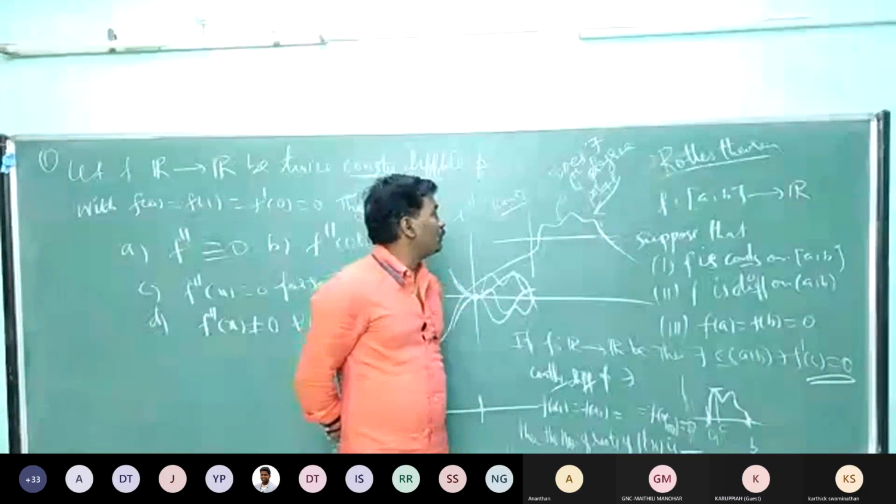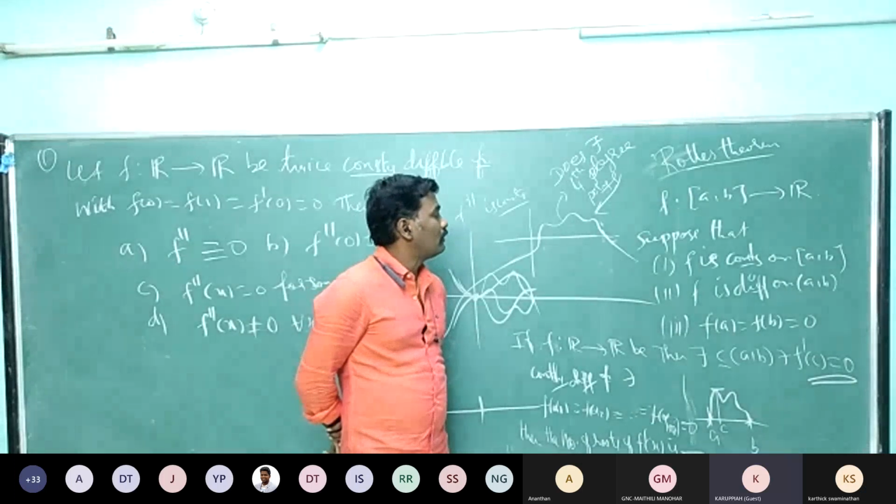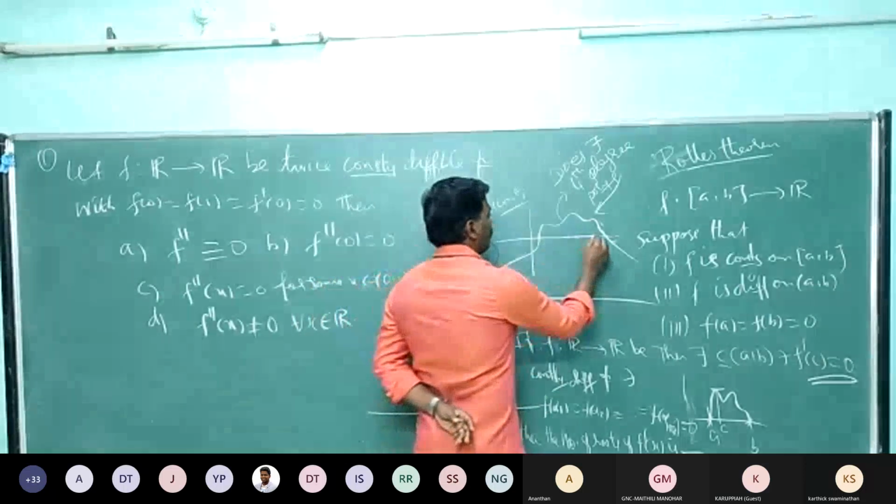x power 4 minus 1? No, because the roots are plus or minus 1, and the other two roots are imaginary.